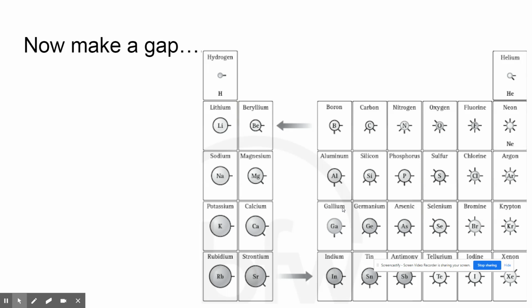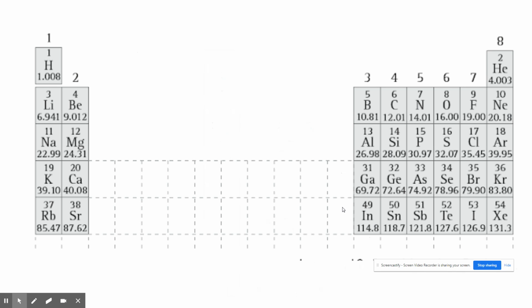Okay? When you make that gap, we're opening up the periodic table. The reason we're doing that is to accommodate more elements. There are more elements that go in between these. And think about it, we said that silver would go somewhere in between strontium and indium. So we're going to make space for it. Okay, so this is pretty much the organization that your periodic table is going to look like.